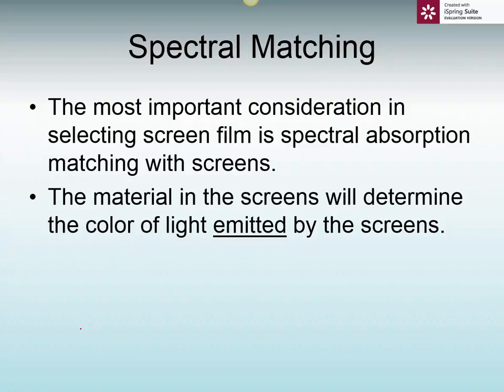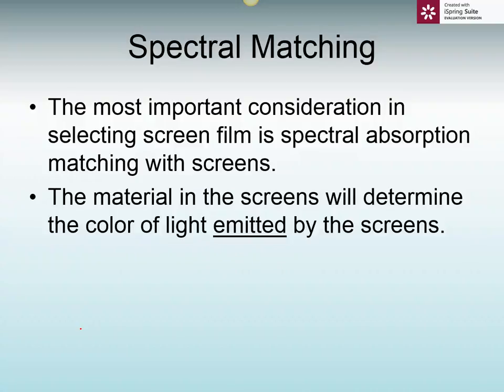Okay, changing subjects here just a little bit. Let's talk a little bit about spectral matching. And I've alluded to this just a little bit. We deliberately manufacture film to be sensitive to particular colors of light. And the colors of light are the ones that are emitted by intensifying screens. We have screens, for example, that emit green light. We have screens that emit kind of a purpley light. We have screens that emit blue light. So it's important that you match the film with the screens.